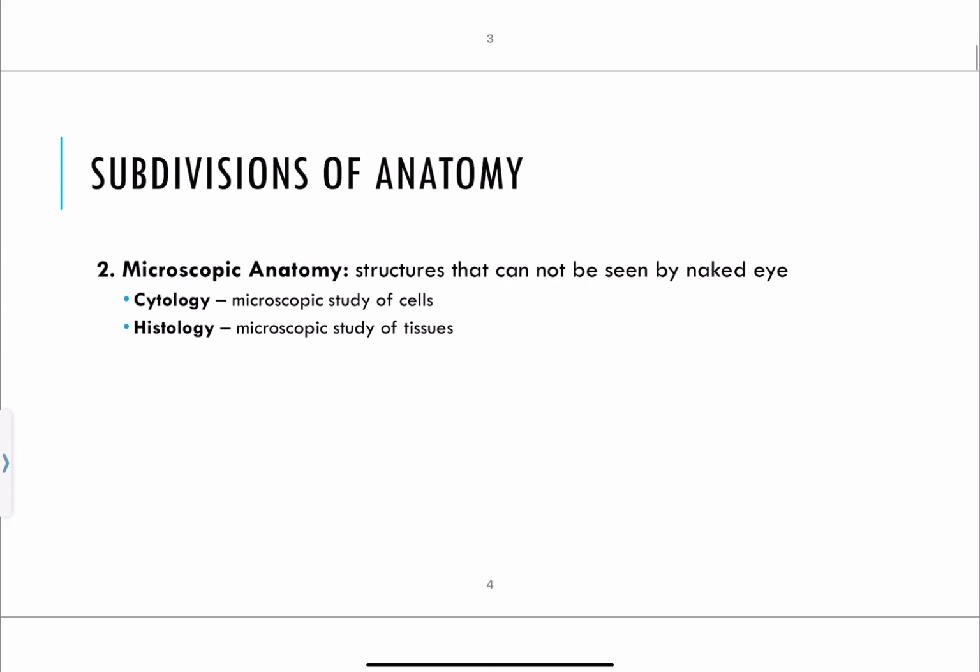So the other major subdivision would be microscopic anatomy, and that would be studying things that you cannot see with the naked eye. So, for example, cytology. If you've had medical terminology, you know that cyto means cells. So cytology would be the microscopic study of cells, or histology. That would be the microscopic study of tissues. So histo means tissues. Your entire second lab exam is going to be on histology. We're going to be going in and looking at the 4 general tissue types, as well as specific types that fall within those general categories.